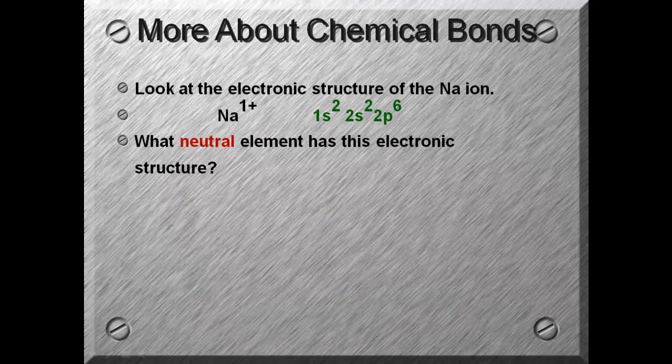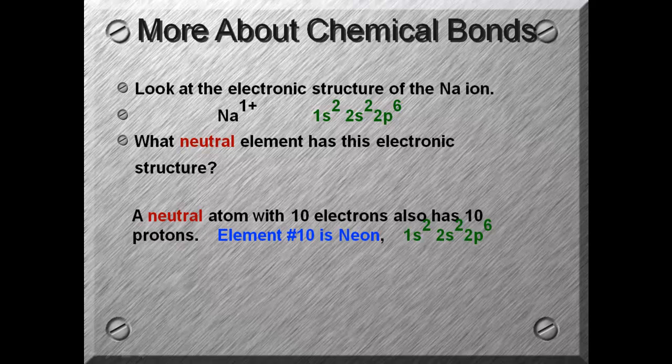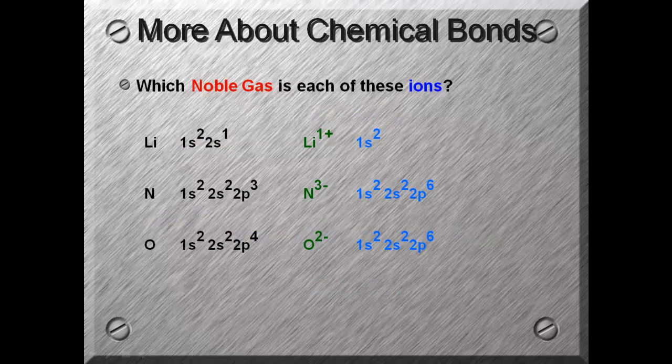Look at the electron structure of the sodium ion. What neutral element has this electronic structure? The 1s2, 2s2, 2p6. A neutral atom with 10 electrons also has 10 protons. So the element number 10 is neon, which is a noble gas. Which noble gas is each of these ions? Take a look at lithium. When lithium loses its 2s1 electron and becomes a plus 1 ion, it has the electron configuration of 1s2. This is the same electron configuration as helium.